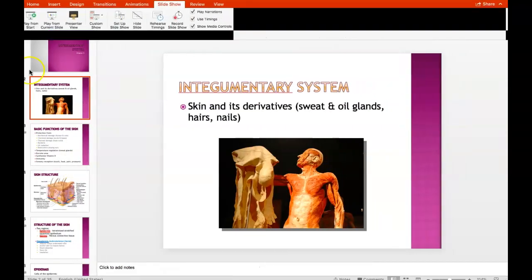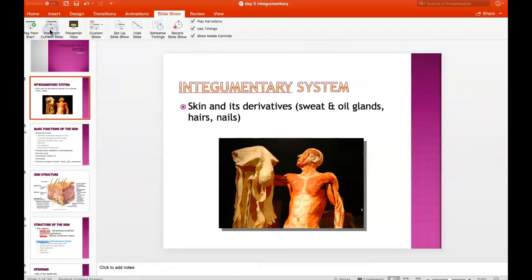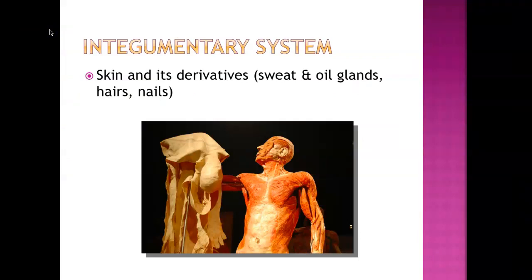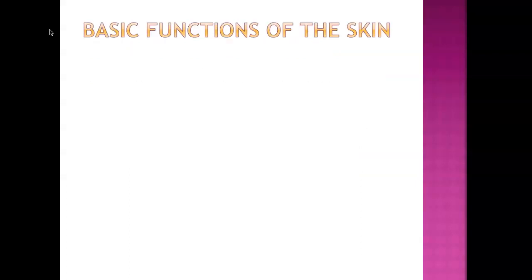All right, today we are going to cover the integumentary system, which is going to include the skin and its derivatives, sweat and oil glands, hair, and nails. I'm going to go through the functions of it, the parts of it, and then I want to talk a little bit about skin cancer, how to detect skin cancer, and burns, the types of burns, and the treatment of burns. And so I'm going to focus a lot more on the skin than anything else, but I will cover sweat and oil glands, hair, and nails just a little bit.